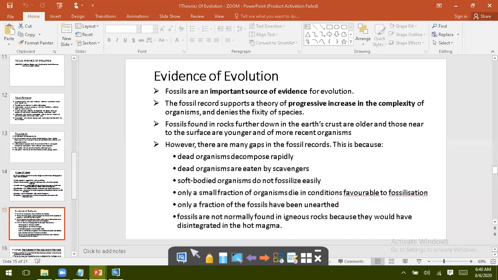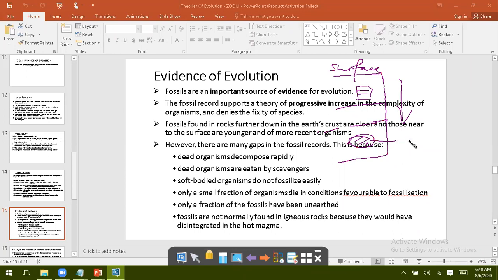So if we look at a set of rocks, let's say this is the surface, and then this is going down. So if we say that is one fossil that is there, and there is another fossil that is on the surface there, we can say that this is the older fossil, and this is the younger fossil. All right, how is that?